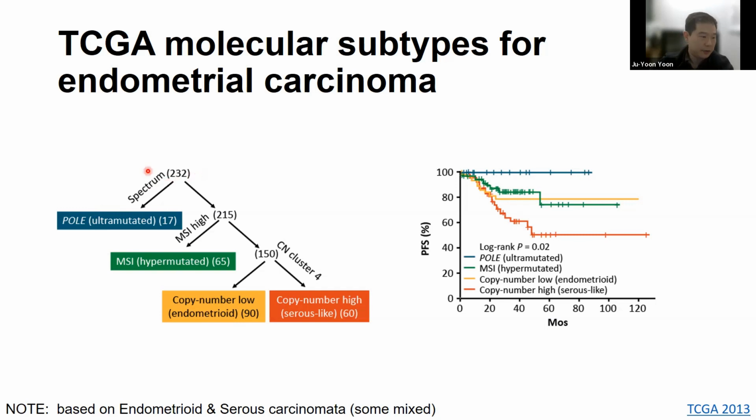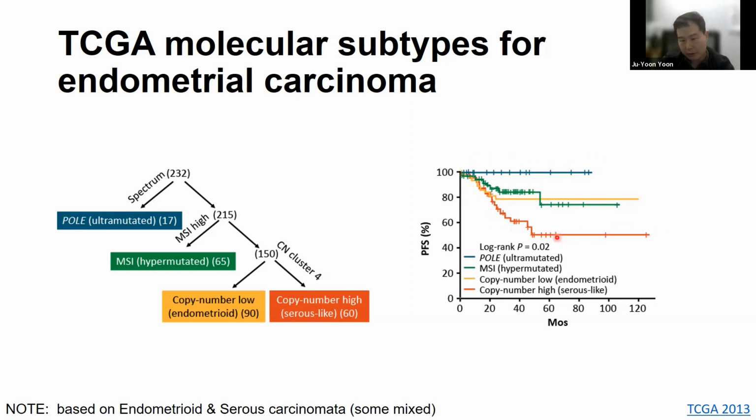So this is a decision tree. Something that is ultramutated was associated with POLE mutation. MSI-high is hypermutated, and of course the rest of it depended on the copy number status, whether it's high, i.e. serous-like, or low, endometrioid. And this was highly significant in terms of progression-free survival, where the POLE cases did not progress in this cohort. Later, some studies show that some of the POLE carcinomas can progress and recur, but they are still certainly associated with much better prognosis.